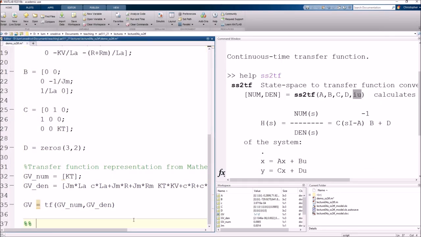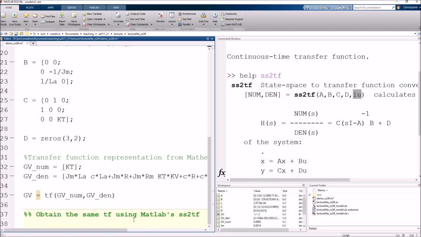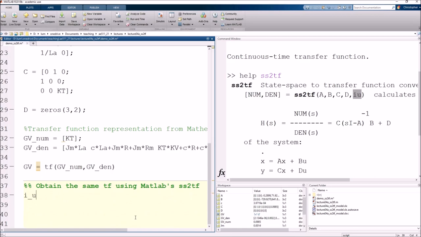So now let's say we obtain the same TF using MATLAB's SS2TF, okay? Again, what I'm going to do is isolate which column of the B matrix I care about. In other words, which input do I care about? I'm going to call this IU, for the index of the control I care about. I care about the first input, which was VA, or the armature voltage.